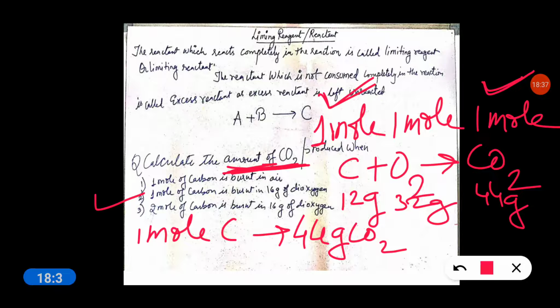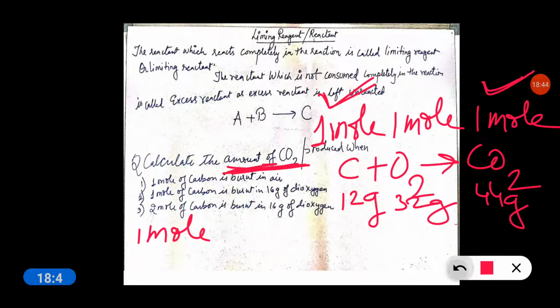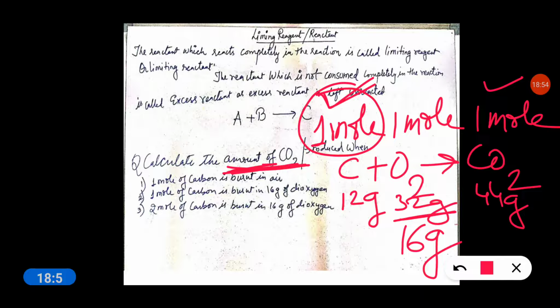In the second case, 1 mole of carbon is burned in 16 gram of dioxygen. Here they are decreasing the oxygen content. Carbon is 1 mole only, but instead of 32 gram, now 16 gram is there. 16 gram means 0.5 mole. So as I have given you the example, now your O2 is less and carbon is more. So for this you need 1:1. So you will take 0.5 and 0.5.